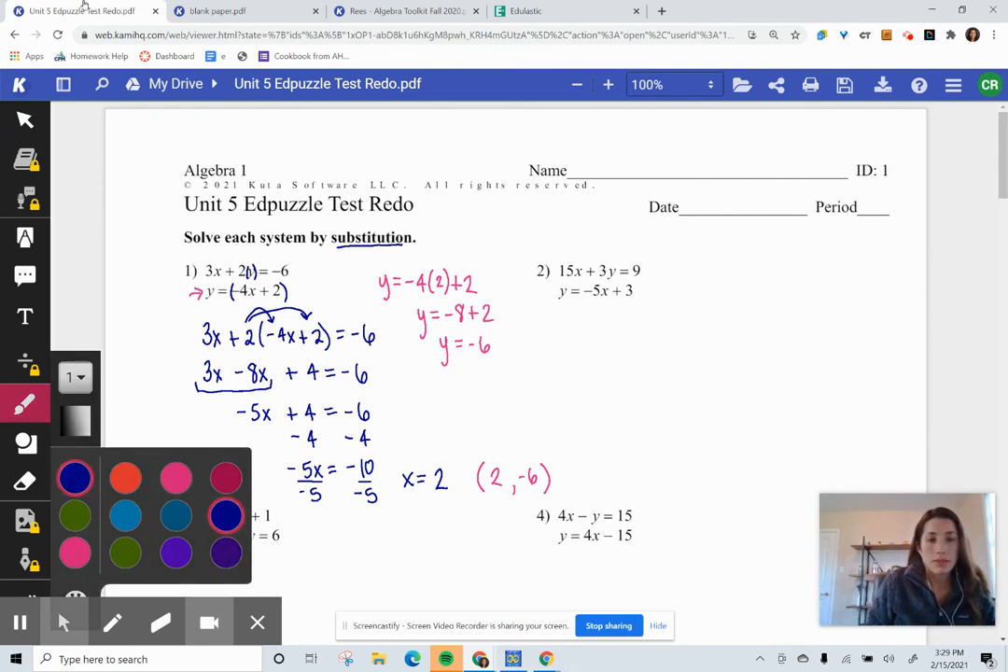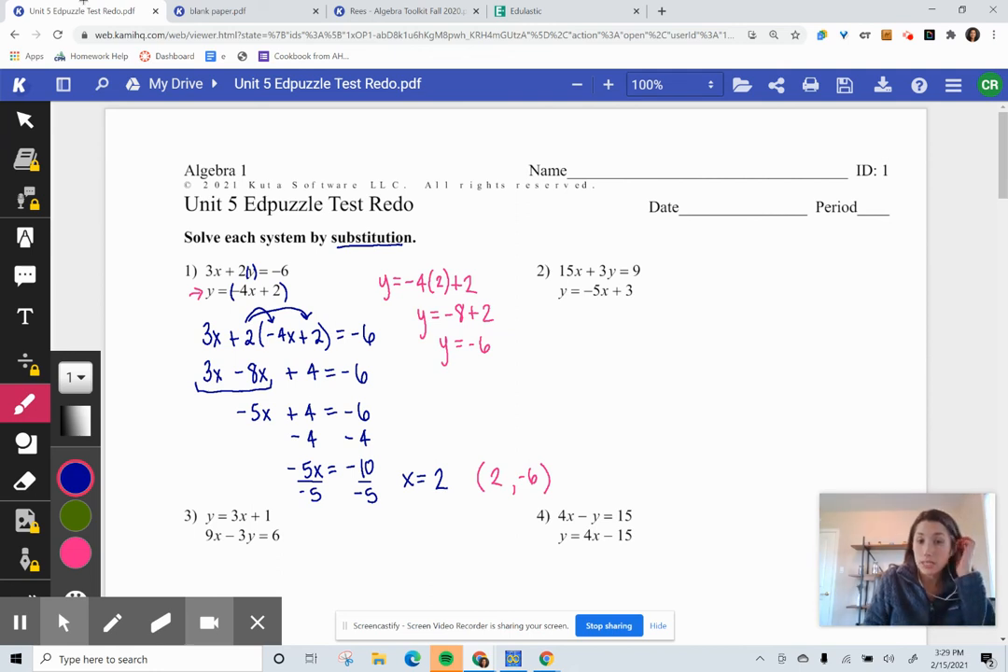Okay, then the next 2 questions I want to go over are the special cases. So we'll do question 2 and 3 together, and you're going to try 4 on your own then. We are setting this up using substitution. So we're going to put this in for y here. That would give us 15x plus 3, and then we're going to substitute that with a negative 5x plus 3 equals 9. Then we would get 15x, and then we need to distribute 3 into both terms here. So that would give us minus 15x, that's 3 times negative 5x, and then 3 times 3 is 9.